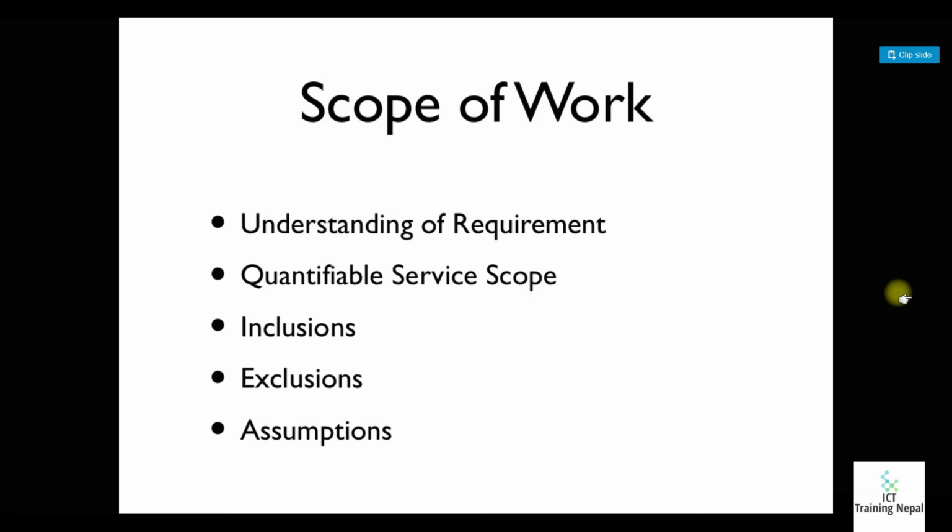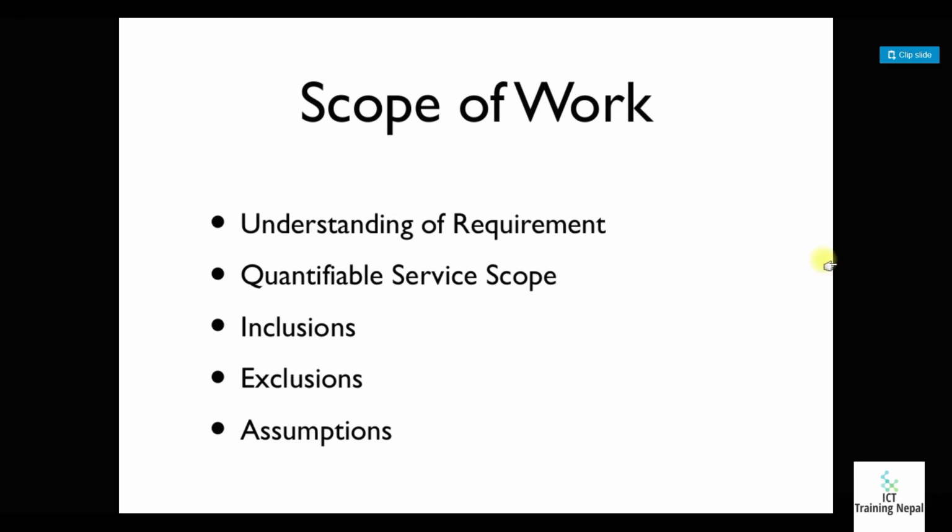Then you have to have a clear scope, like the quantifiable service scope. The service scope should be clear. What are the services? That scope should be clear. And we have to know the inclusions and exclusions: the inclusive part, which is very important, and we also have to write about the exclusive part of that application. Then we have to write the assumptions.